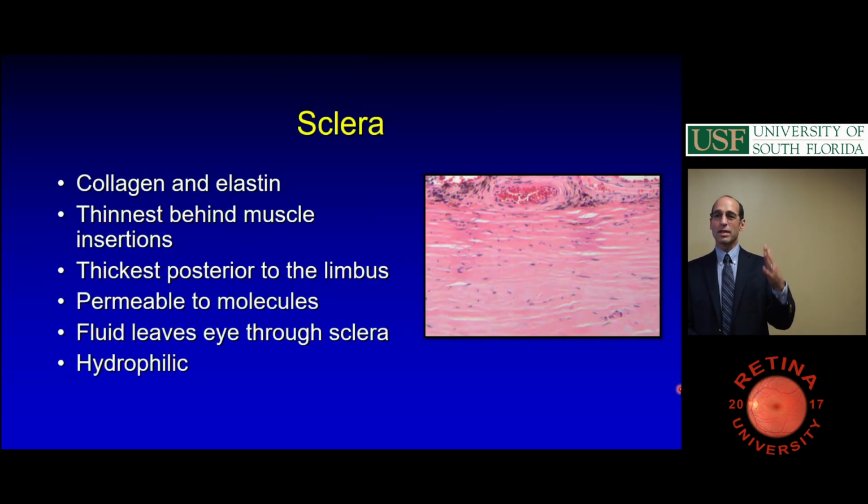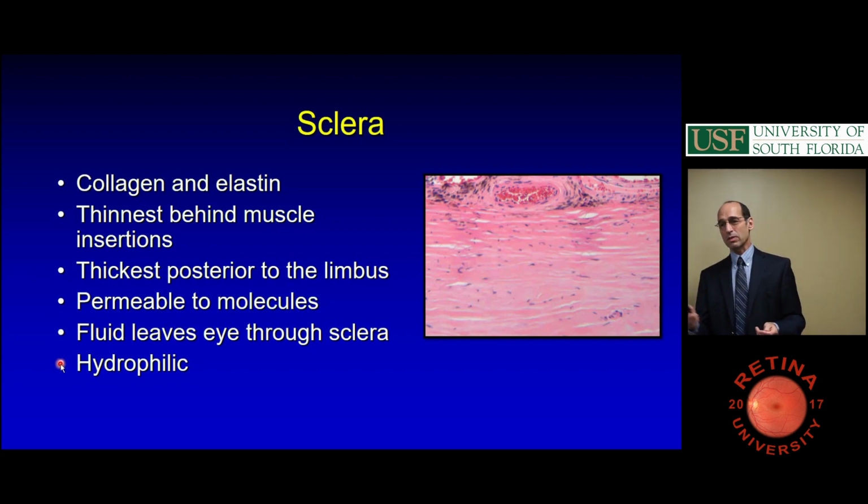And then the sclera is the outer circle that holds the eye. It's collagen and elastin. It's thinnest behind the muscles, which you guys know that for trauma. That's like the only thing you need to know for trauma. Look beyond the muscles. It's thickest posterior to the limbus. It's permeable to molecules, so it allows fluid to leak from the eye through the sclera, and it's hydrophilic.